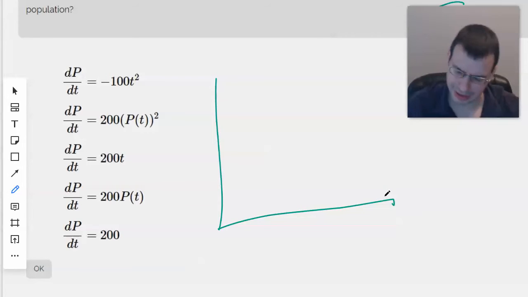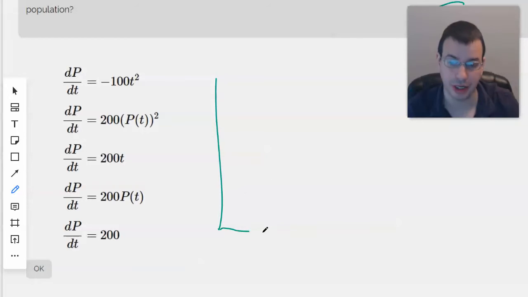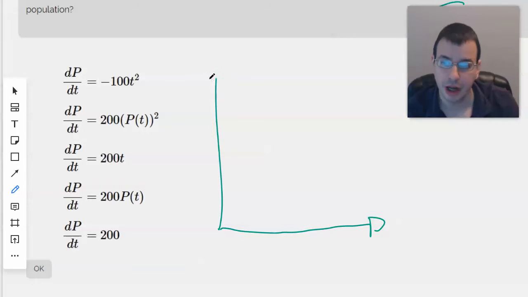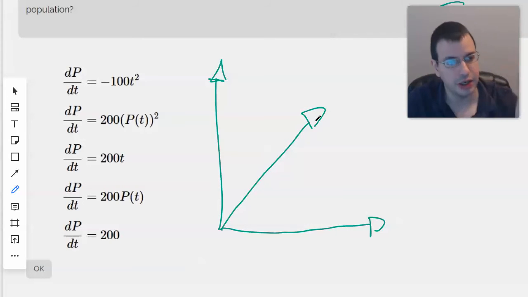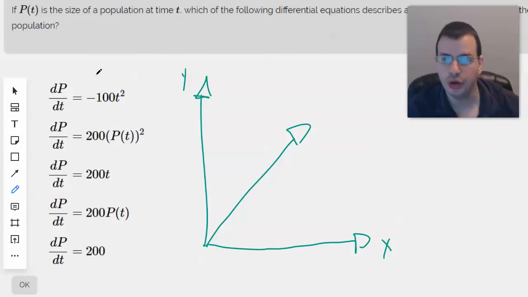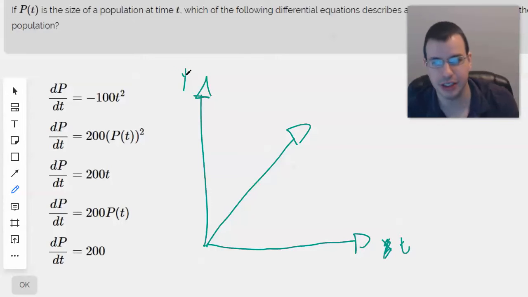I'm terrible at drawing axes, but I'm also terrible with vocabulary words. So when I think linear, I think straight line, which is pretty reasonable. And what this is saying is, I guess this should be time t, and this should be population with respect to time.